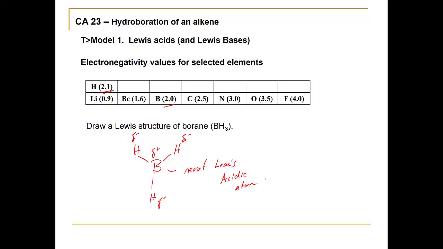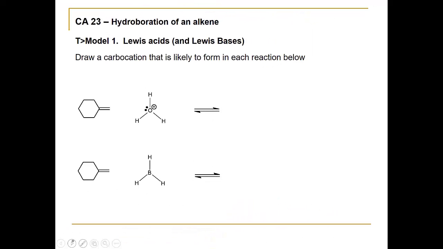This has interesting consequences. So for instance, if we expose the borane to a nucleophile, such as a pi system and an alkene, that pi system will be attracted to the delta positive boron instead of the hydrogen. So for so many of the mechanisms that we've seen, the pi system has been attracted to a hydrogen, whereas in this case, it's going to be a boron. So case in point, let's compare these two reactions and the formation of a predicted intermediate.